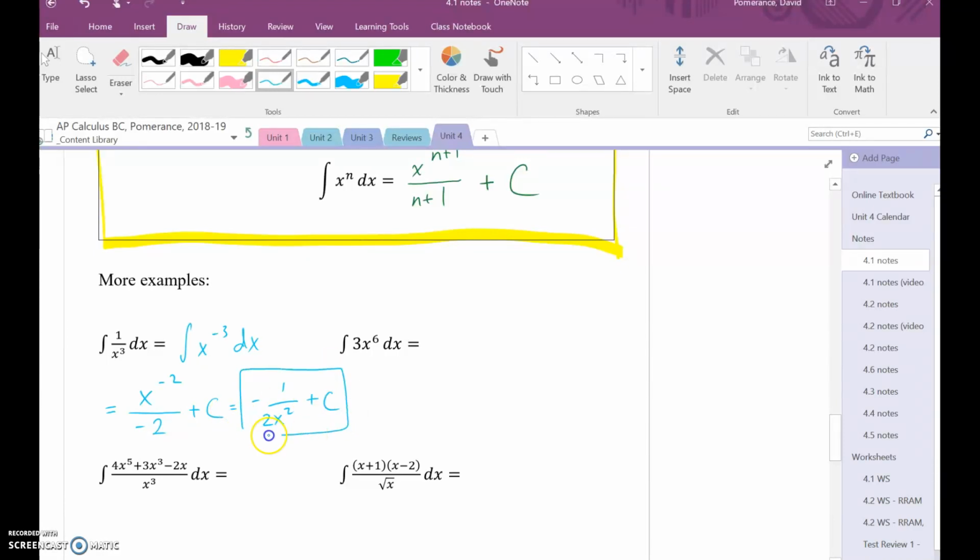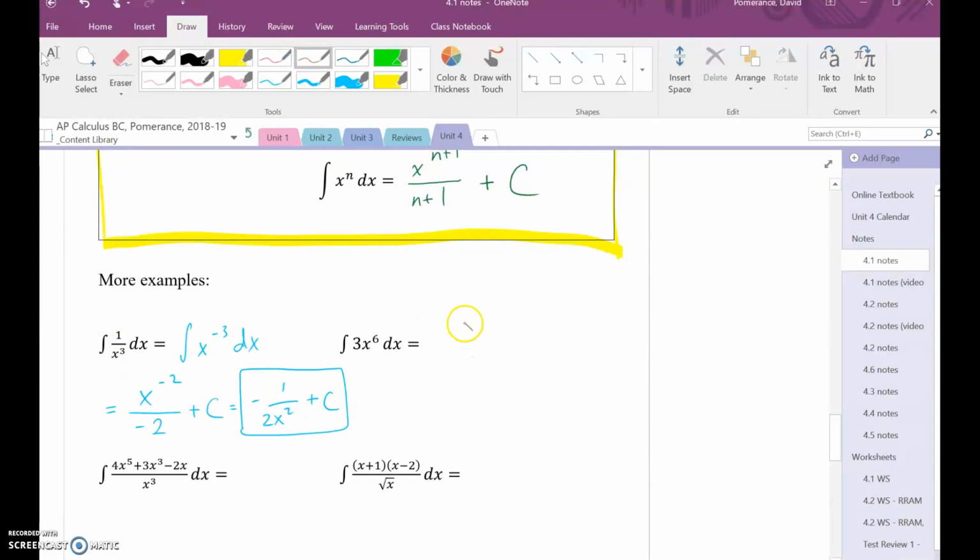And you can always check these by taking the derivative of your answer, and it should take you back to this original function right here. It's called the integrand. The derivative of negative 1 over 2x squared should give you positive 1 over x to the third. And each one of these is going to work pretty much the same way.